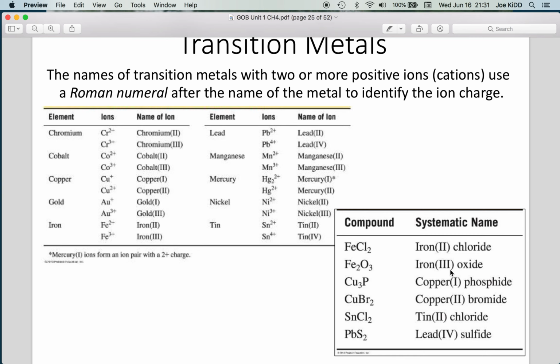Iron 3 oxide would be Fe2O3. If I had iron 3 chloride, it would be FeCl, what would it be here? If it's iron 3 chloride, FeCl3.